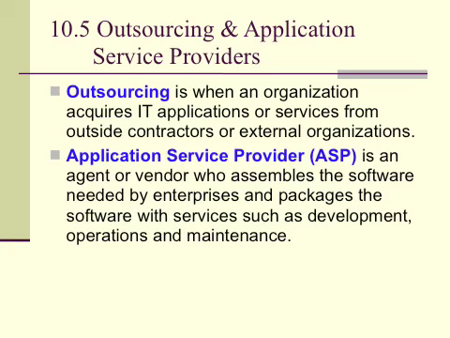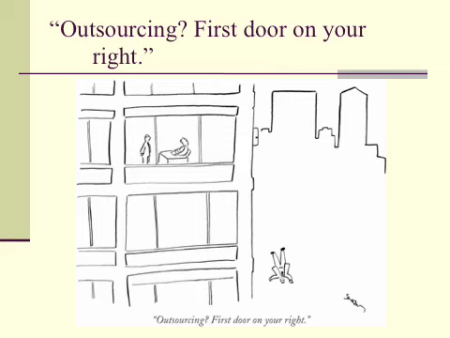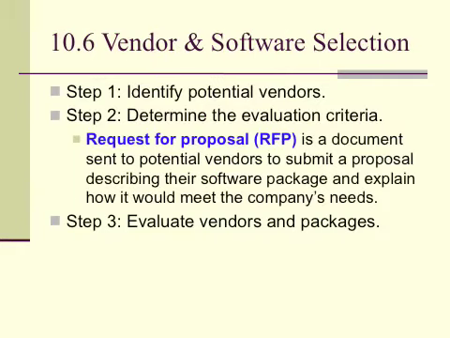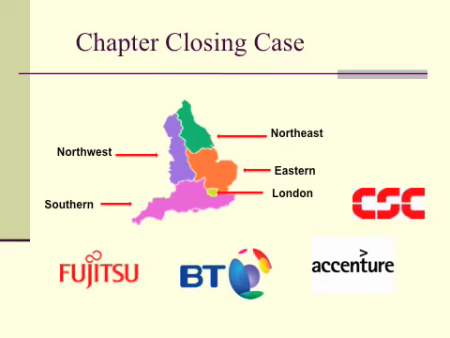Application service providers is much the same way, except they provide a service and then you just don't have to worry about it. There's a lot of organizations that are starting to use application service providers for some things that everybody has to do, like accounting, inventory management, supply chain management, things that pretty much run the same across the board in organizations. You can use application service providers for that. Here's some people's view of outsourcing: take the first door on your right, and that door takes you right on out the door. They want to do everything in-house. Finally, this last section talks about vendor selection, service level agreements, and then you've got your closing case.